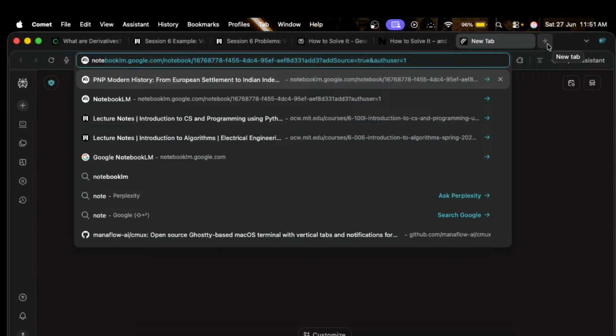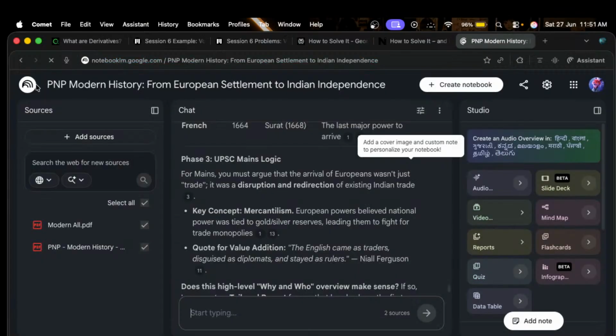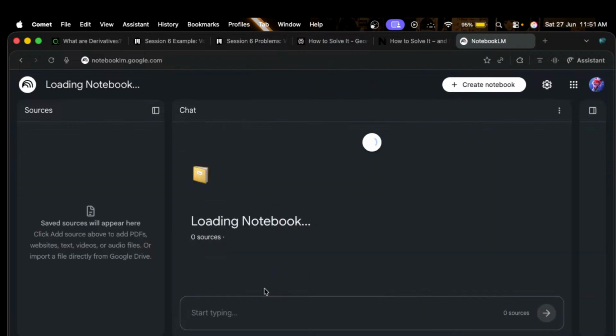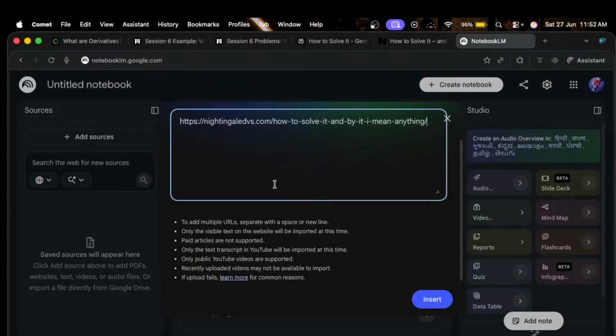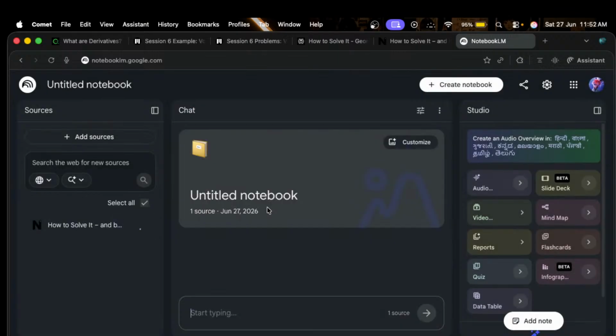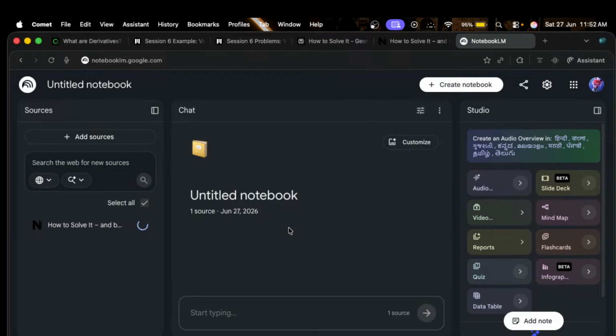I was just reading these things. We will make another notebook, and I will paste this link. Just write How to Solve It by George Polya. Okay, I can paste links here. Let's see how these things work.